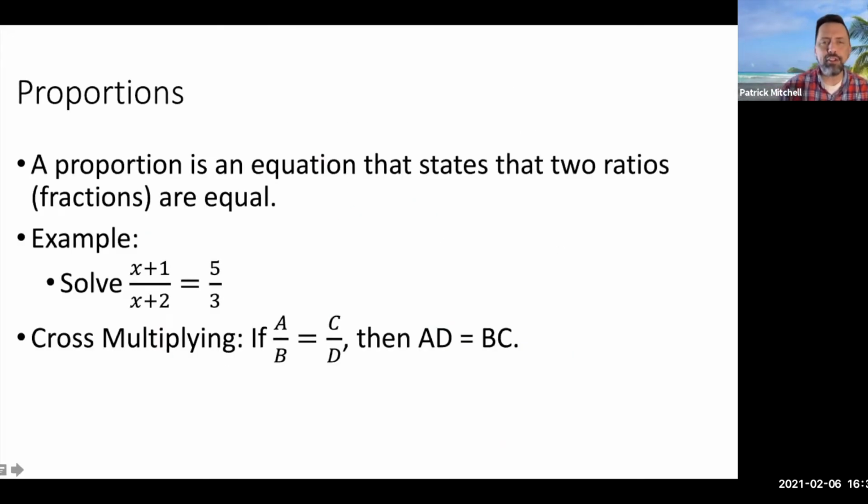All right, so here's the official rule. If A over B equals C over D, which is the form of a proportion, then that means that A times D is equal to B times C. Remember, all you do is just, let's use this. Multiply these two together and multiply these two together. All right.